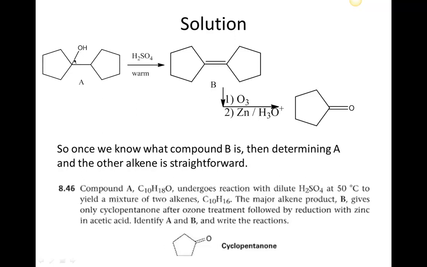And so that means A must have been this when we do the dehydration reaction. So then the other question we get asked is, what is the other alkene going to look like from this dehydration reaction? It's going to put the double bond inside of the ring. So there's our other product.